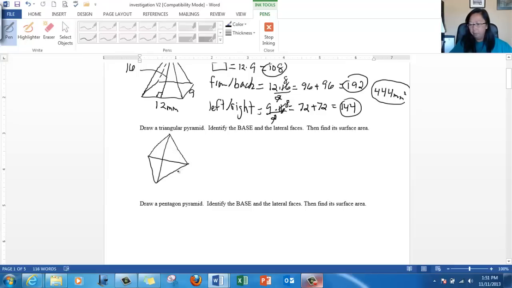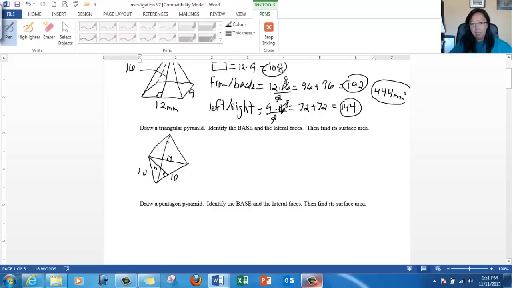Okay, let's put in the numbers here. 14, 10, and 10. Okay, this is 14. This is 10. This is 10. And then we've got 11. So there's a height for this triangle here. That height is 11.